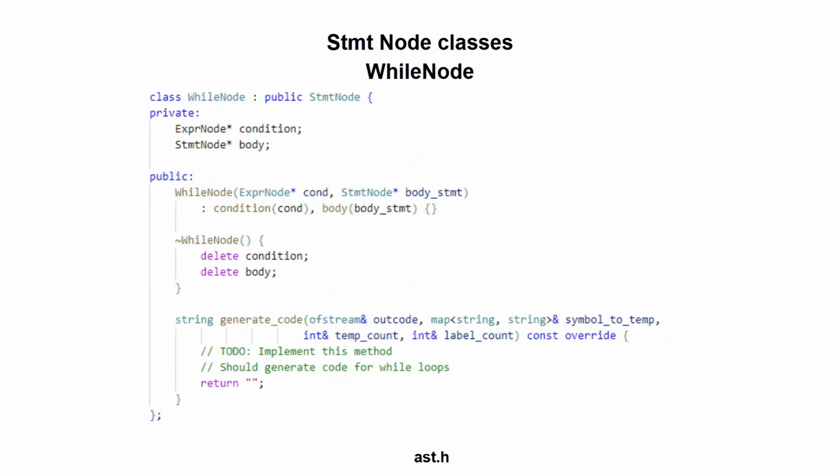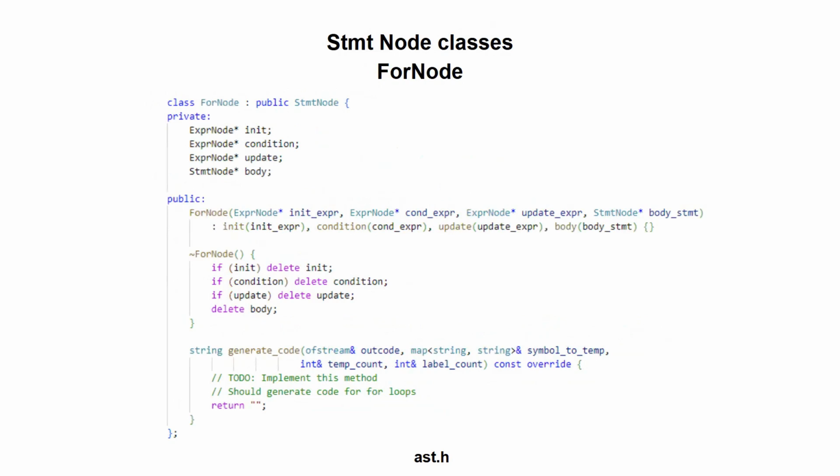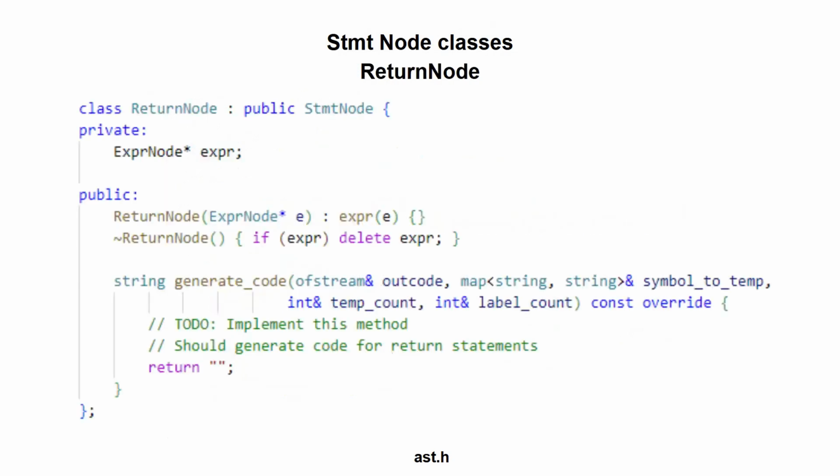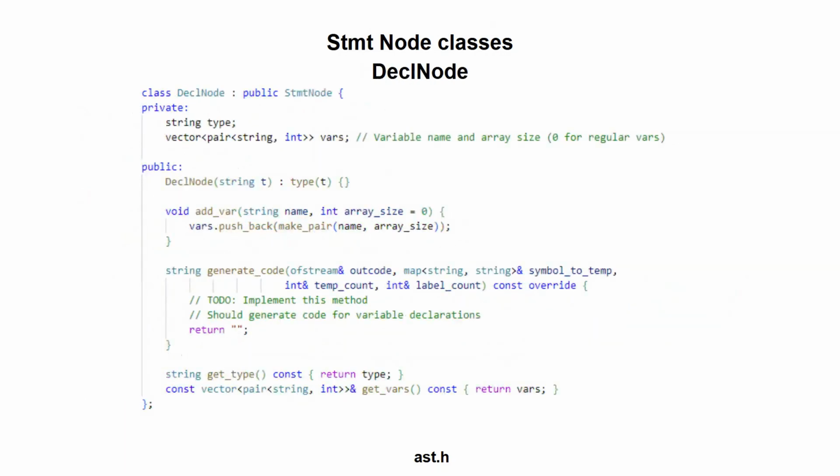Then you have the whileNode class, which will represent loops. This class generates conditional evaluation, conditional jumps, and a backjump. Also, you have the forNode class for for loops, which will generate 3-address code for the for loops. You have a returnNode class, which represents the return statement. It generates code to compute the return value and return code. Lastly, you have the declareNode class, which represents variable declarations. It generates memory allocation for variables and arrays.